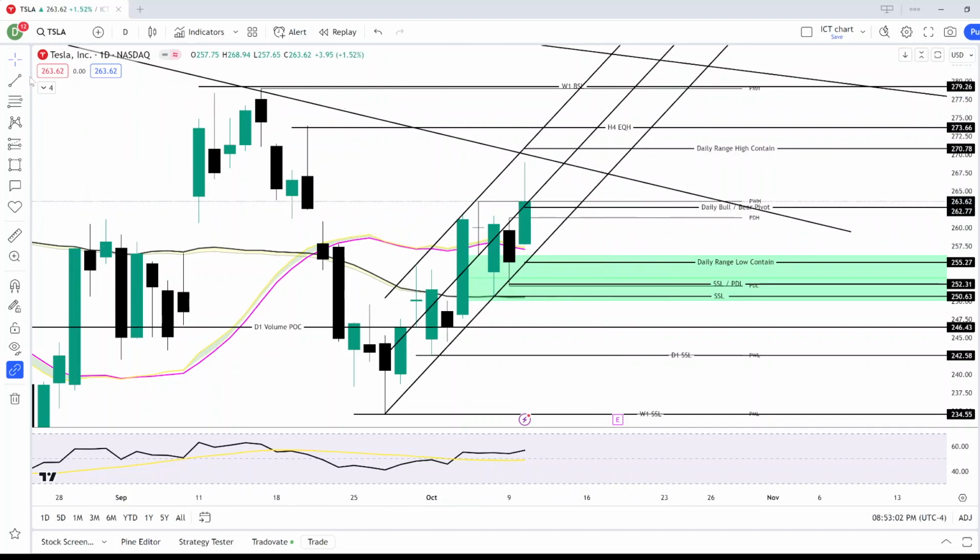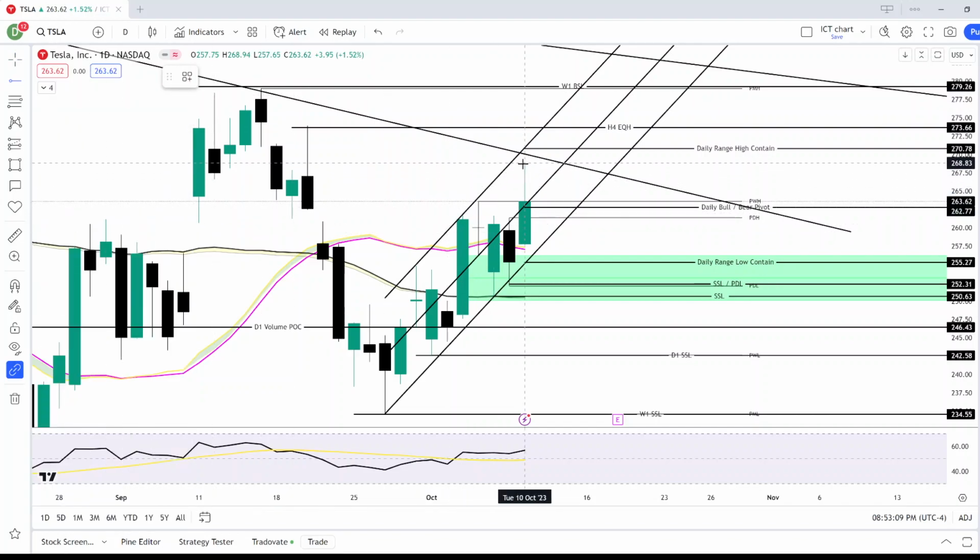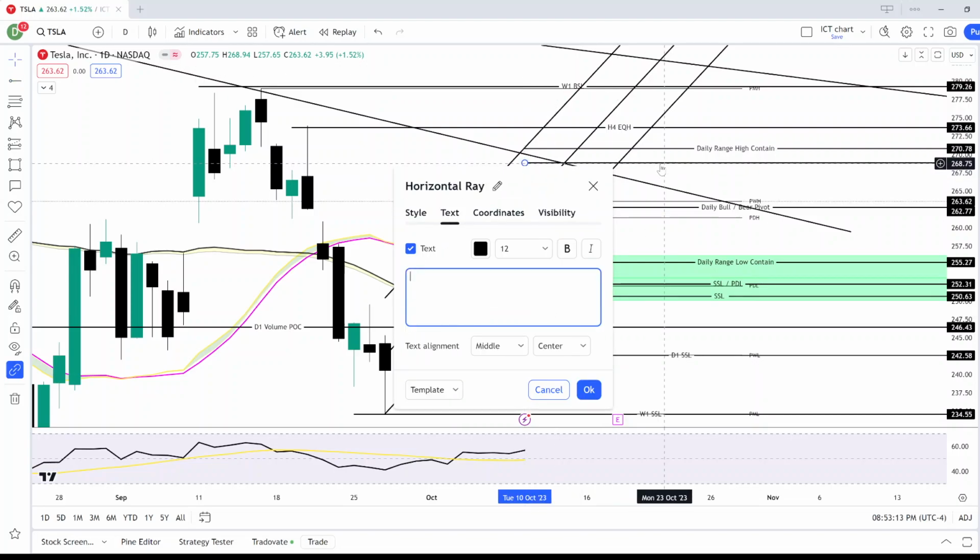We're going to add a new buy-side liquidity using a horizontal ray, and we'll put that here. And tomorrow that's going to represent the previous day high and buy-side liquidity.